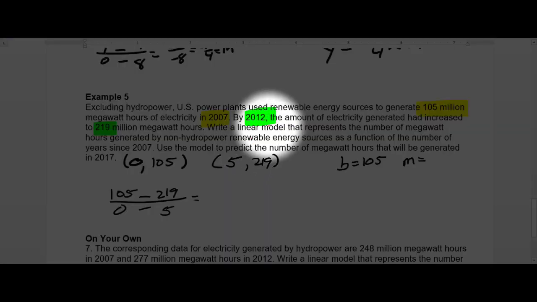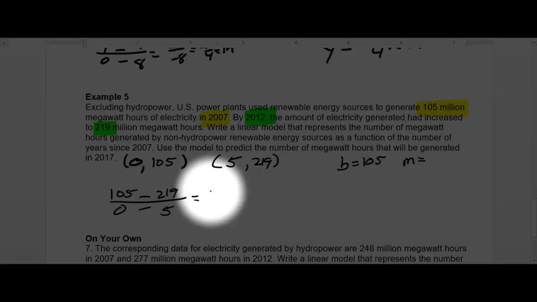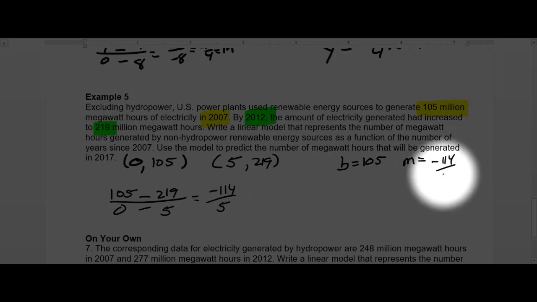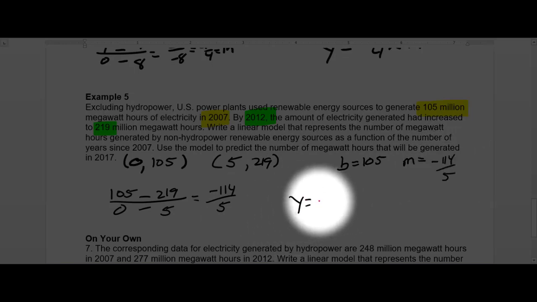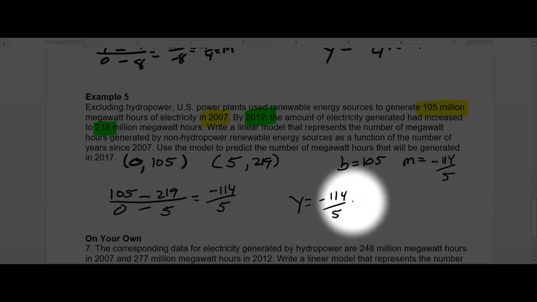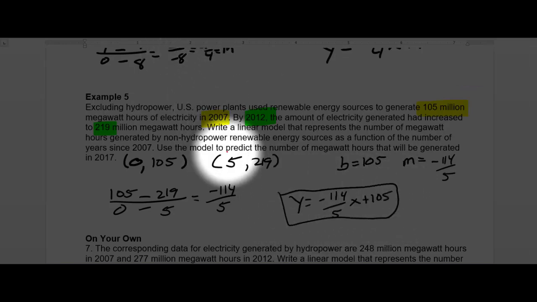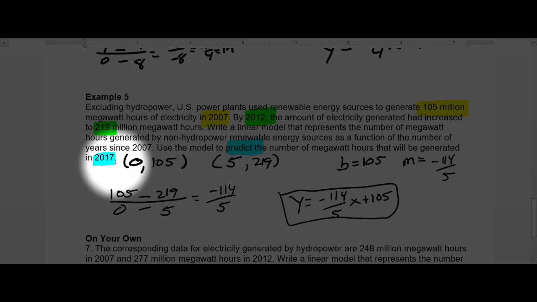Calculator app. Here we go. So let's go where we were. We need 105 minus 219. So 105 minus 219 is negative 114. Negative 114 over 5. All right, there we go. That does not simplify. So that's negative 114 over 5. So the equation is y equals negative 114 over 5x plus 105. So that's our equation.